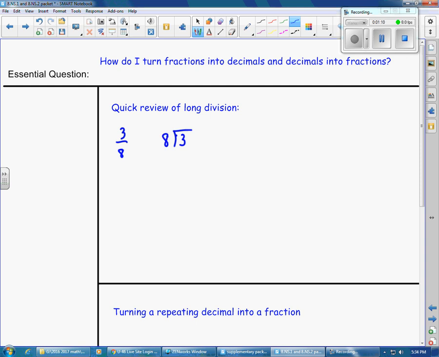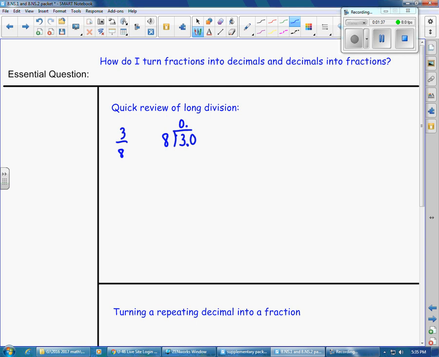Now 8 doesn't go into 3 at all. So we could put a 0 up there, and 8 times 0 is 0. We don't have to do the multiplication here, but what we do have to do is create a number that 8 can go into. Hopefully you remember, when you add a decimal and you add a 0 past the decimal, you're not changing the value of the number at all. 3.0 is the same as 3.